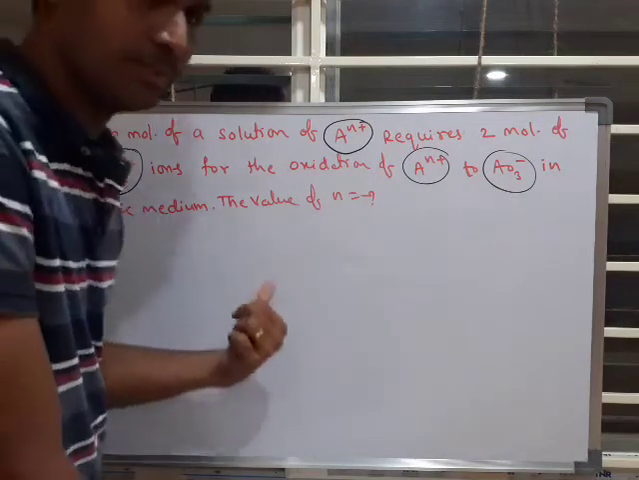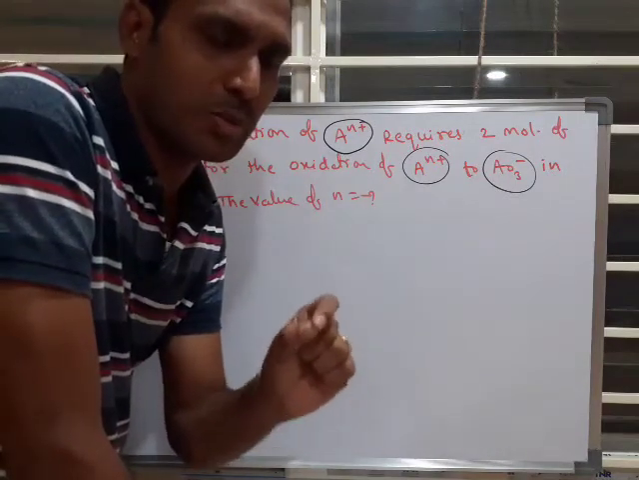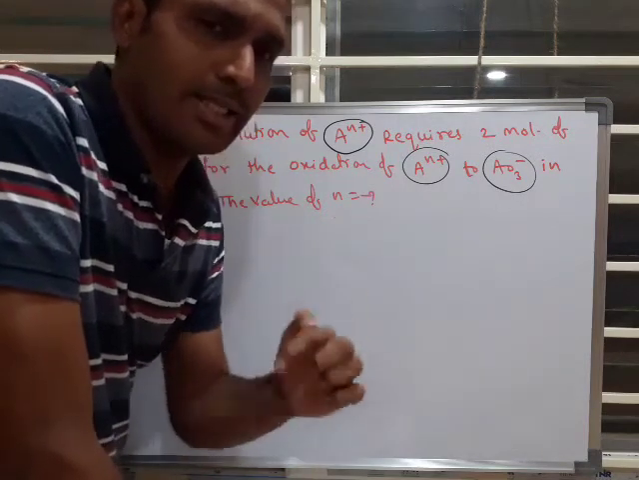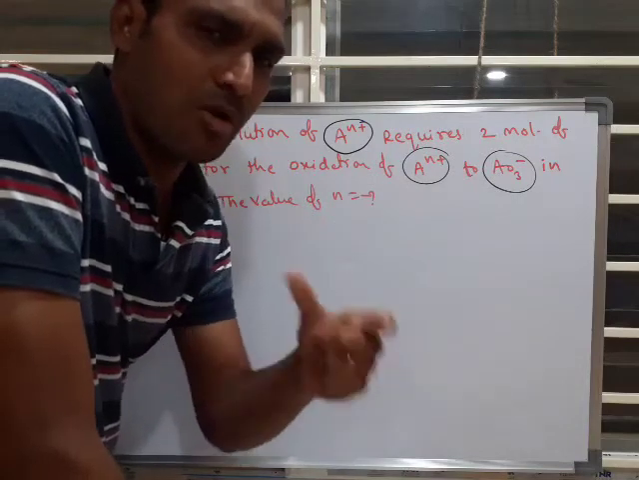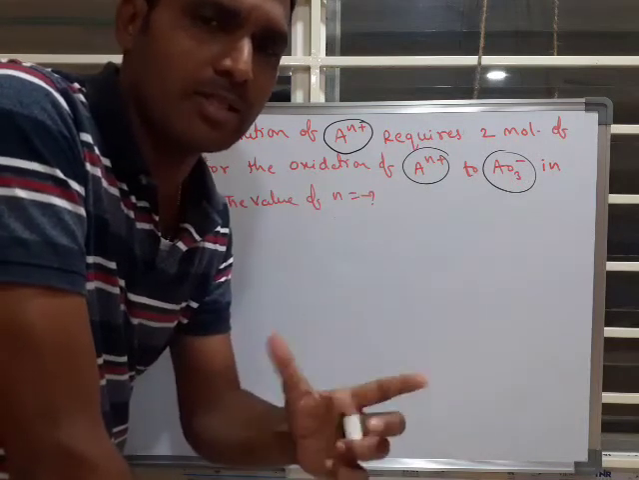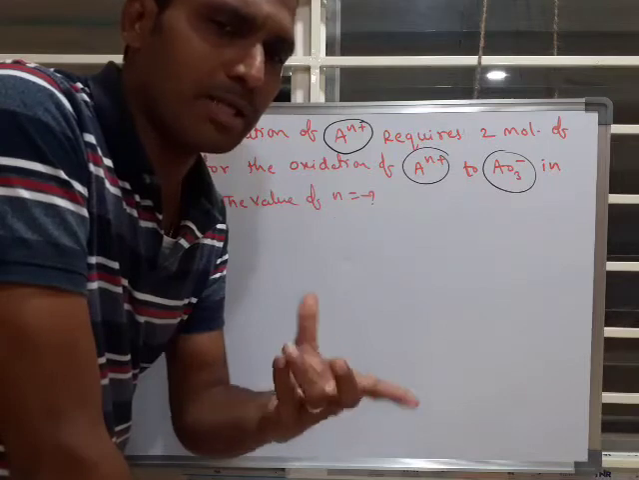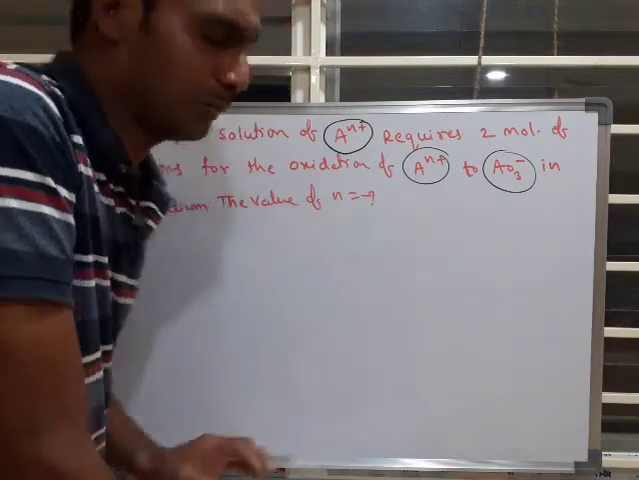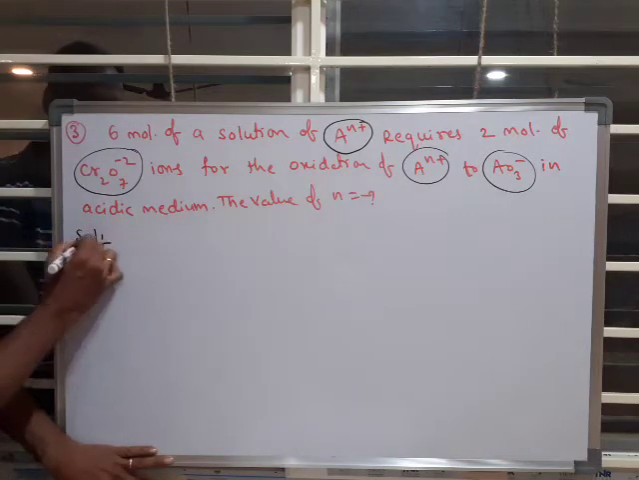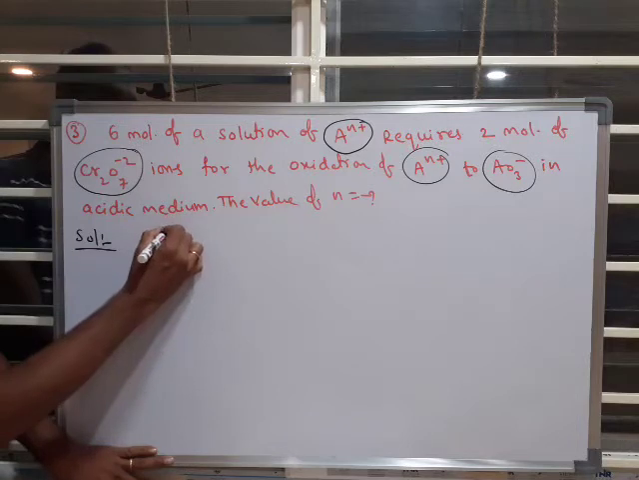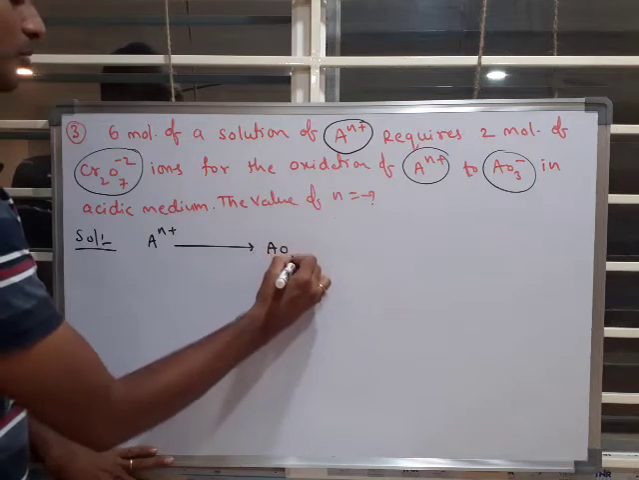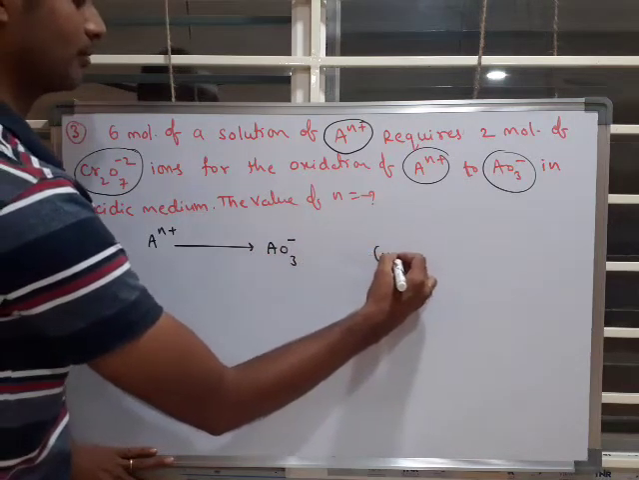So already we know that K2Cr2O7, the dichromate ion Cr2O7 2-, is a good oxidizing agent. It oxidizes A n+ to AO3 minus, like a normal general compound. We have to find the n factor, and a clue is given. So what is the clue here? Here A n+ is oxidized to AO3 minus. So what is the n factor?